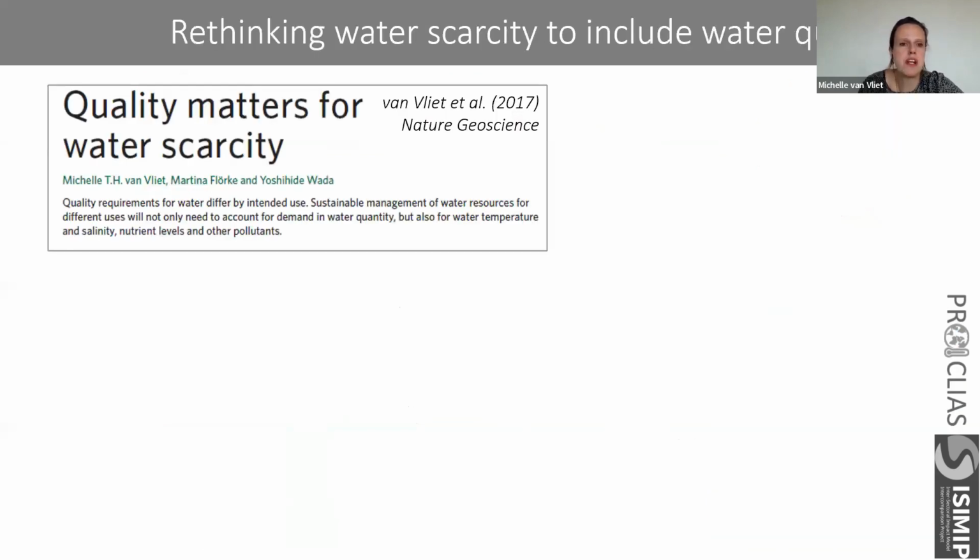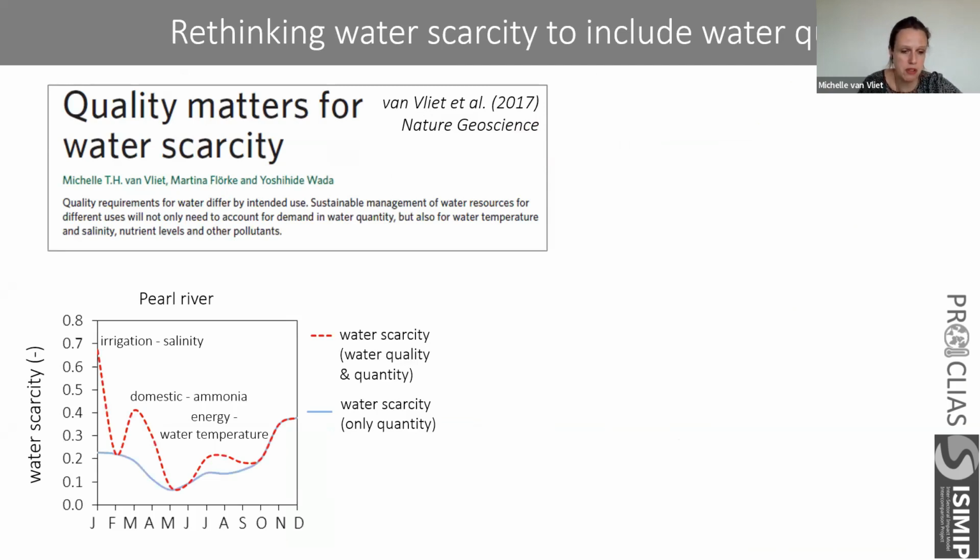Well, previously, we worked on developing a new concept and also indicators to quantify water scarcity by taking into account that different sectors have also different water quality requirements. So when we apply this approach, shown here for the Pearl River as example, we can see that during different parts of the year the water scarcity levels that include water quality, shown here by the red dashed line, are somewhat higher than water scarcity based on water quantity only, which is shown here in blue. And that's because during different parts of the year, sector-specific water quality requirements are temporarily not met.